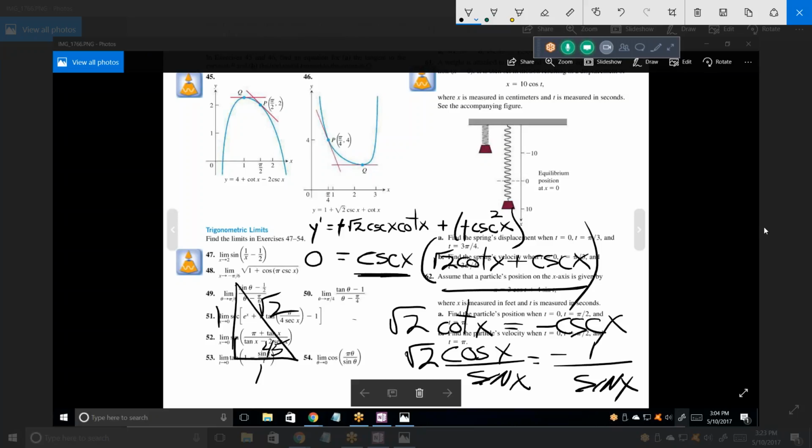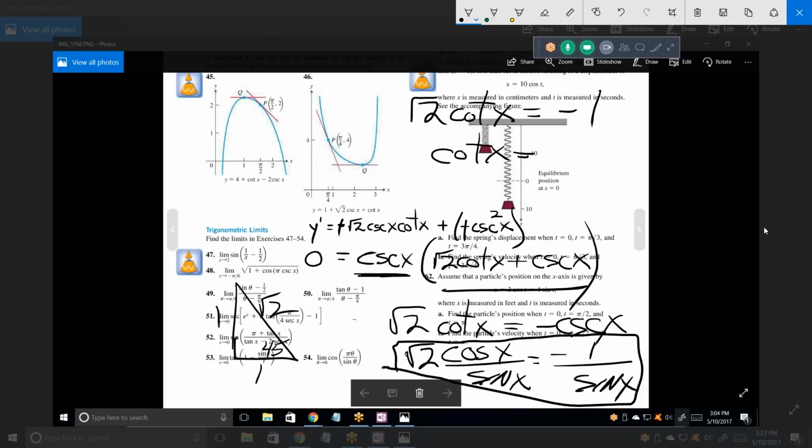Here's what we have. We got the same denominator. What does that mean we can do? We can set the numerators equal. If I have a fraction equals another fraction, and both fractions' denominators are the same, well then the numerators have to be the same. So I can say square root of 2 cotan x has to equal minus 1, which means cotan x has to equal minus 1 over root 2.